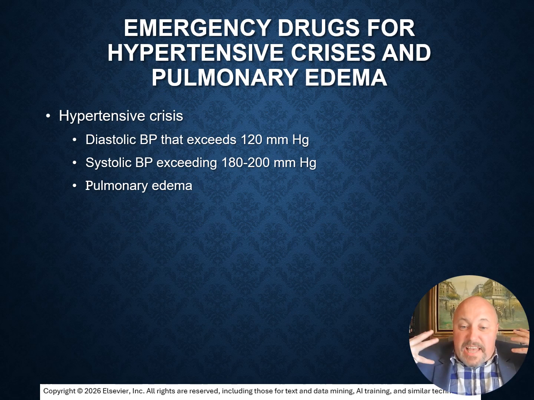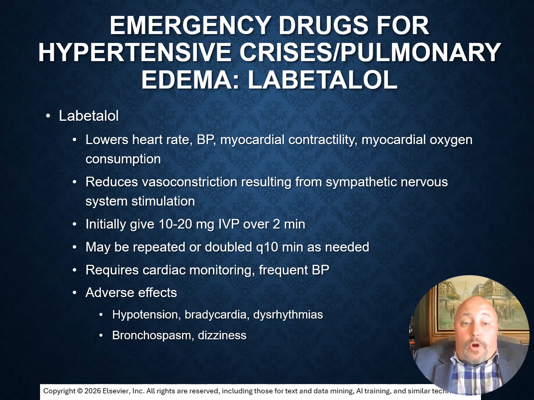Hypertensive crisis. This is critically high blood pressure. And one thing to keep in mind is we don't want to rapidly drop it. We want to bring the blood pressure down 20% and gradually bring that blood pressure down to where it needs to be. One of our drugs of choice for a hypertensive crisis is going to be labetalol. This lowers the heart rate, blood pressure, along with myocardial contractility, as well as lowering that myocardial oxygen consumption. It also reduces vasoconstriction, resulting from that sympathetic nervous system stimulation, to further lower that blood pressure.